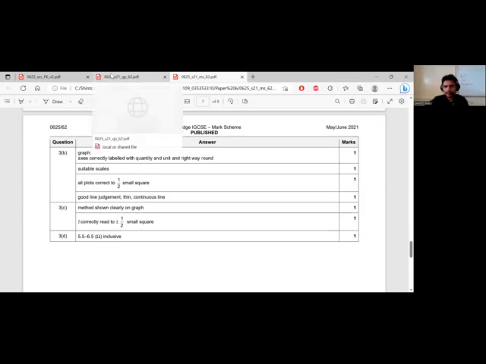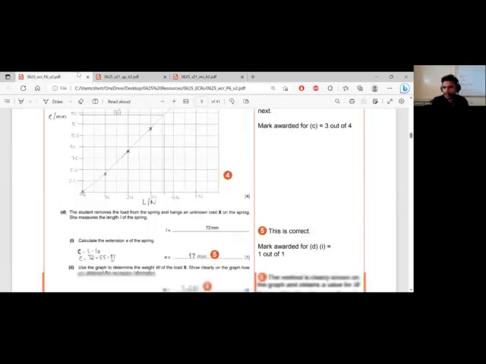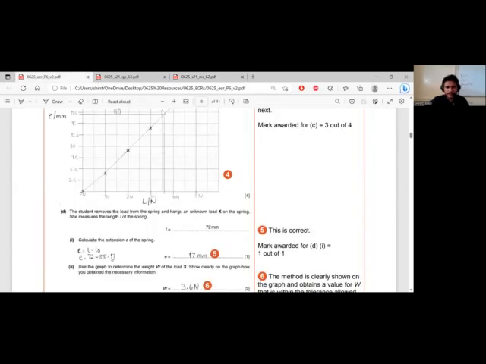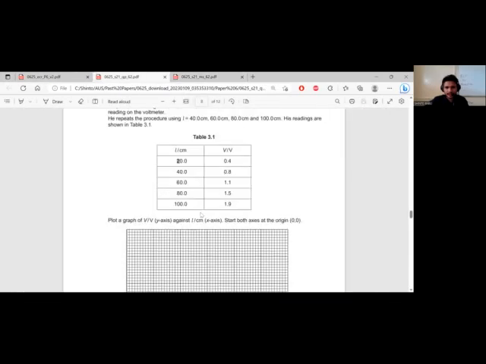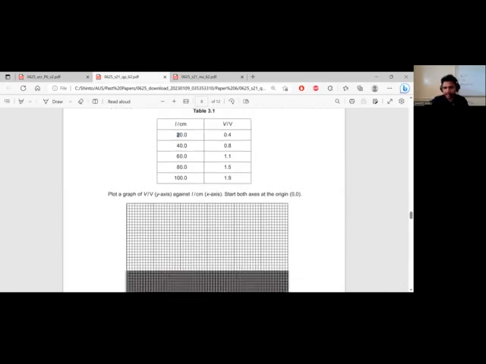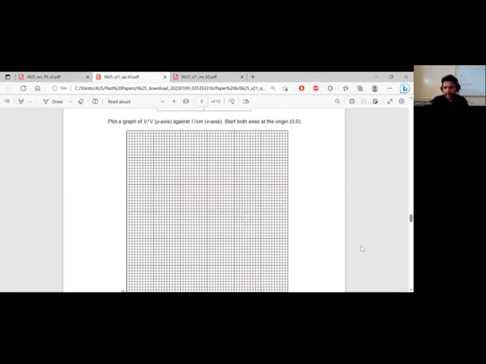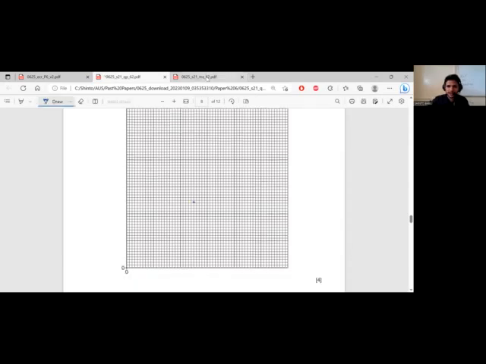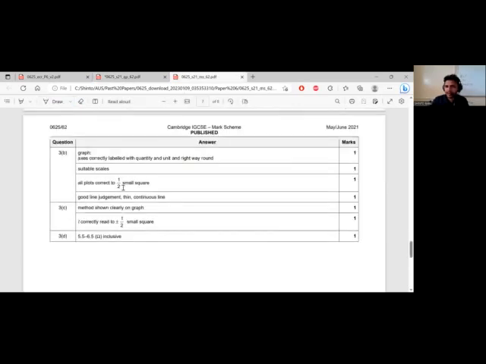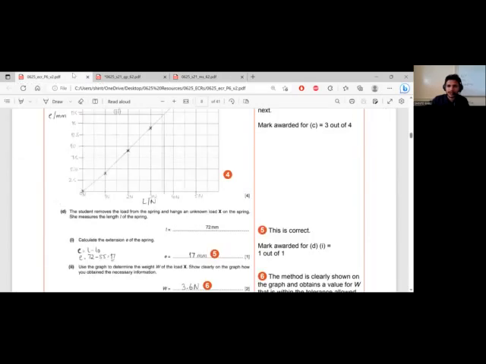Now the third point is that all plots should be correct to half of a small square. So you can see in this graph, there are squares having a dimension of 1 millimeter. For each of these points that you are trying to plot here, it should be correct to half of a small square. Now the last point is where students usually lose marks.